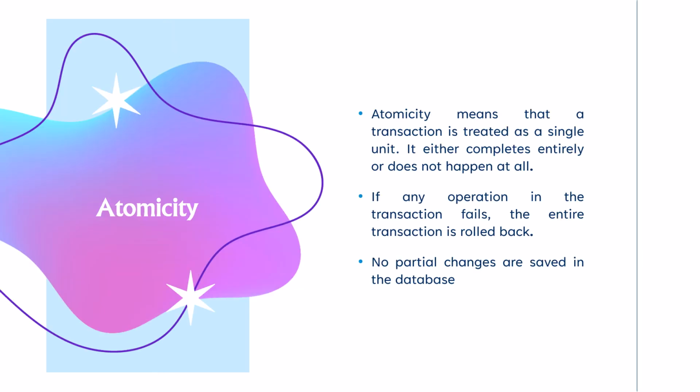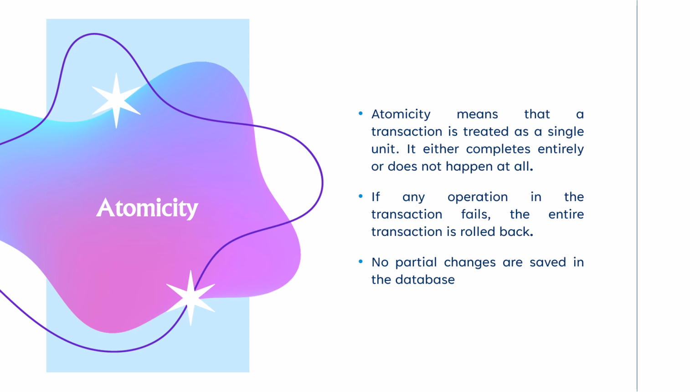So for atomicity, this means that a transaction is like a single action, even if it has many steps. If one part of it doesn't work, the whole thing gets undone. For example, if you try to send money and your phone dies halfway, the transaction won't go through at all. It rolls back so your money doesn't just disappear.